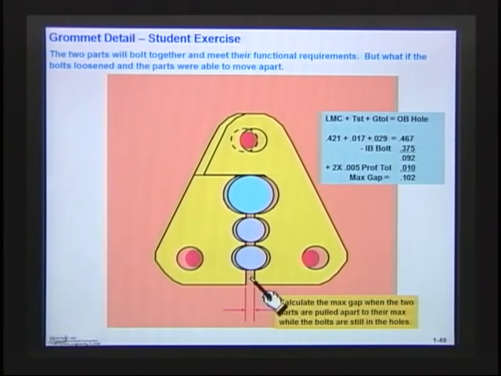But then on top of it, you remember we had a profile tolerance on this one within 5, and a profile tolerance on this one within 5. So I'd have to include that 5 and that 5 across there. That's where I included a 10, so I had 0.092, plus the two profiles, and I had a max gap of 0.102. That's the max gap that you could ever have when those were pulled apart.